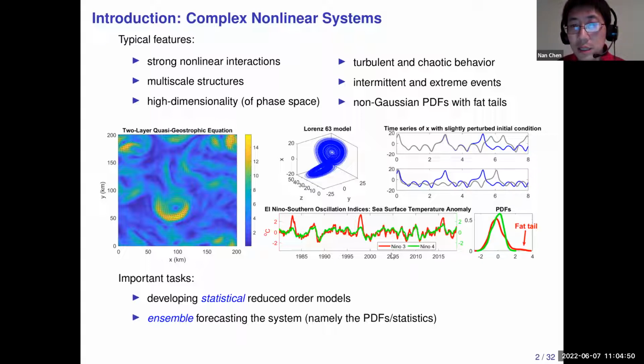And this is another example which shows the time series of the El Nino Southern Oscillation, which is a very important climate phenomenon in the equatorial Pacific. In this red curve, which is the Nino 3 index, you can see a few big events. They correspond to the so-called super El Nino, meaning that they contribute a lot to our climate system. And when you show the probability density function, or PDF, you can easily see this red one is not Gaussian, but instead is skewed with a one-sided fat tail here.